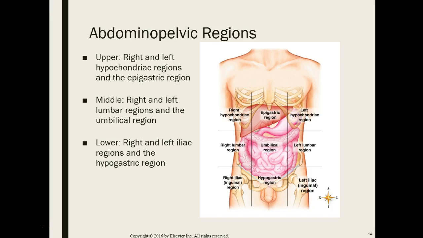And because that's not simple enough, they decided to break it into 9 different regions as well. So we'll start at the top. We've got the right hypochondriac region, the epigastric region, and the left hypochondriac region.